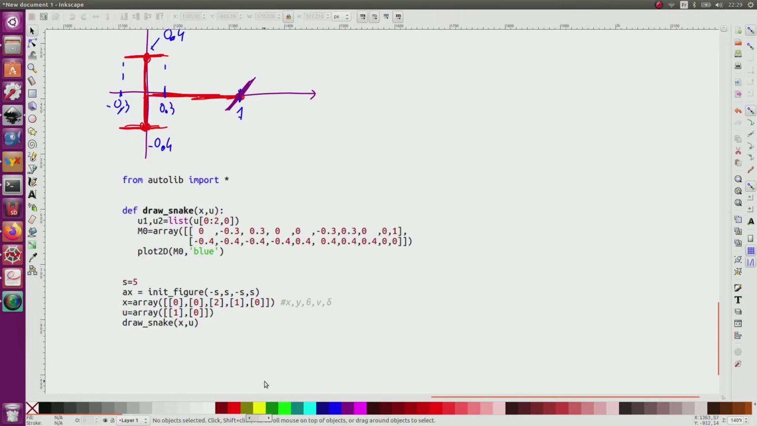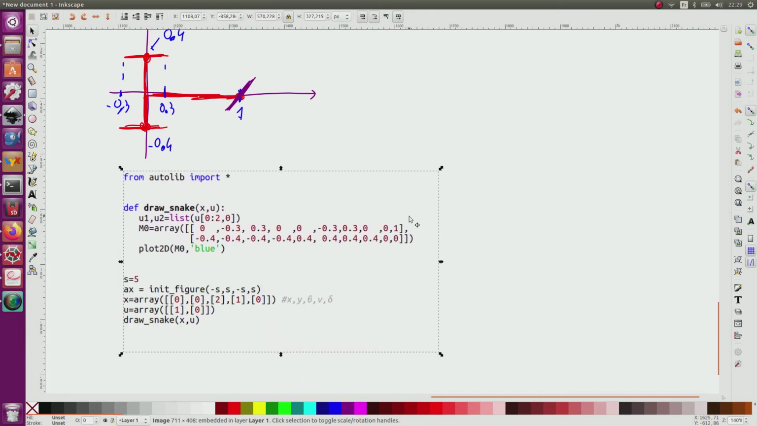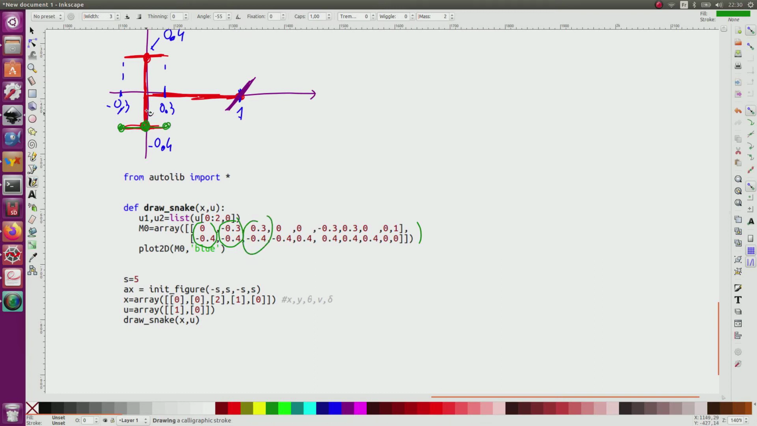I consider this Python program. Here I define the sketch, where I start from this point, which corresponds to this point. Then I will go like this, it corresponds to this point. Then I move right, corresponding to this point, and so on.